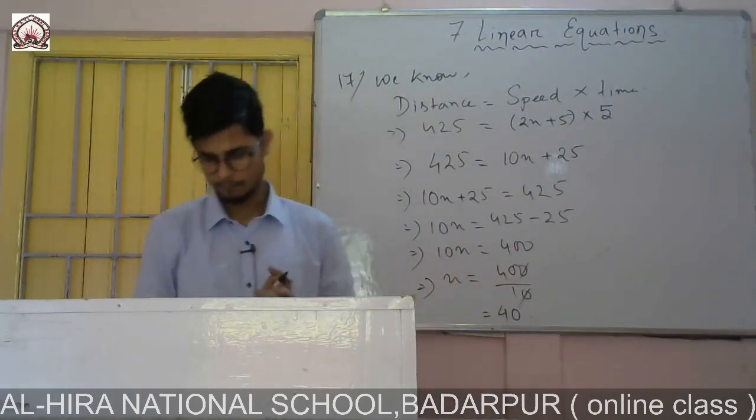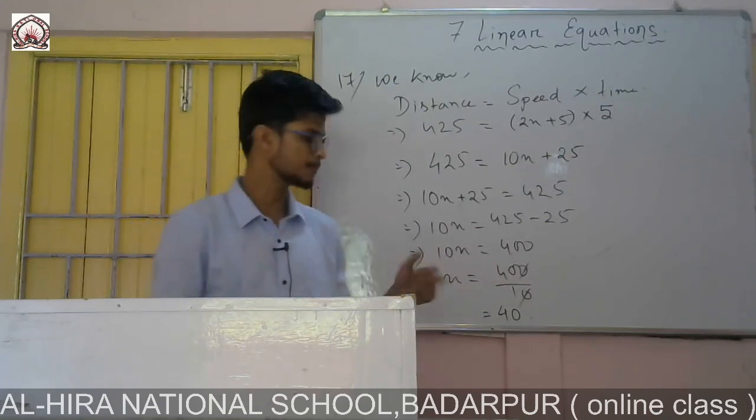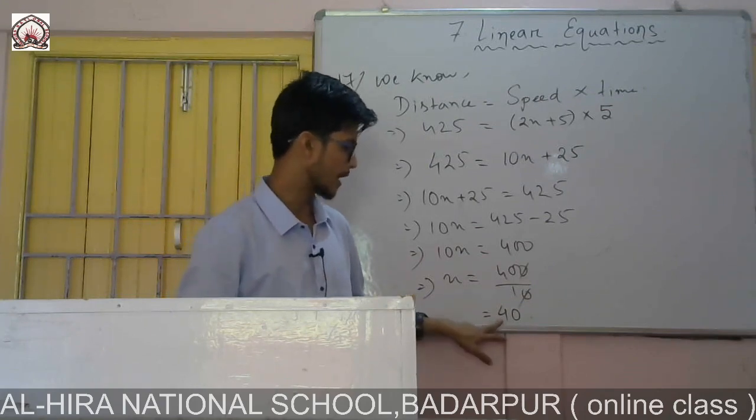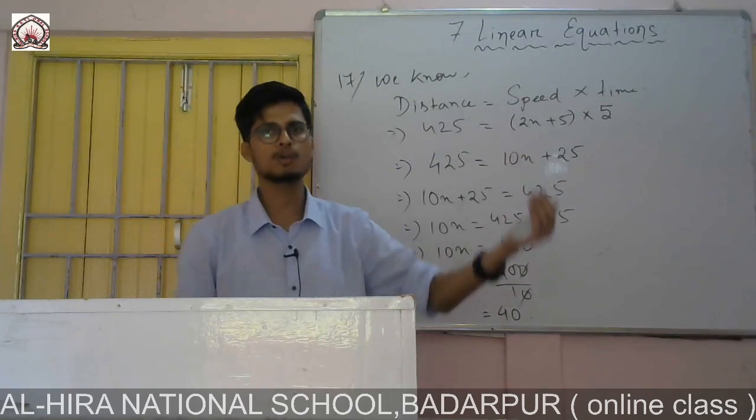So x is 40. Now we can find the average speed of the first car. The average speed of the first car was x, so I will put 40 km per hour, and the average speed of the second car was 5 km per hour more.